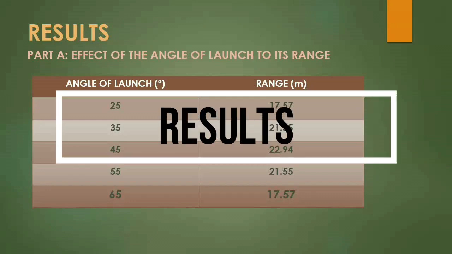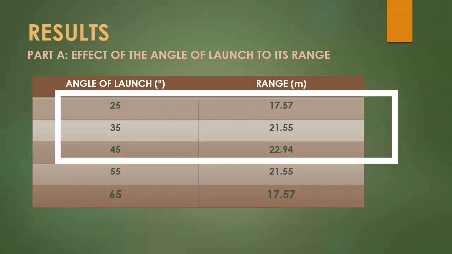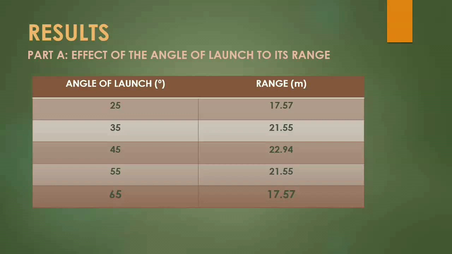Next, we will discuss the results. For part A, which is about the effect of the angle of launch to its range, we will observe the change of range due to different angles of launch. When the angle of launch is 25 degrees, we get the range 17.57 meter. When the angle is 35 degrees, we get the range 21.55 meter.